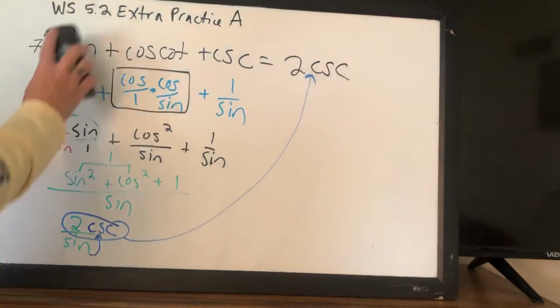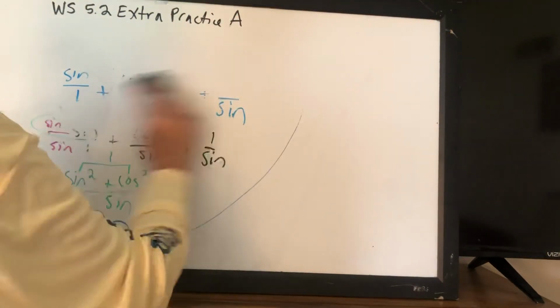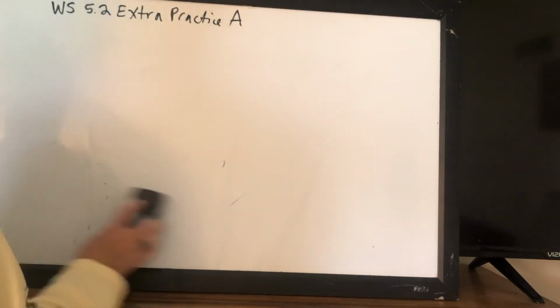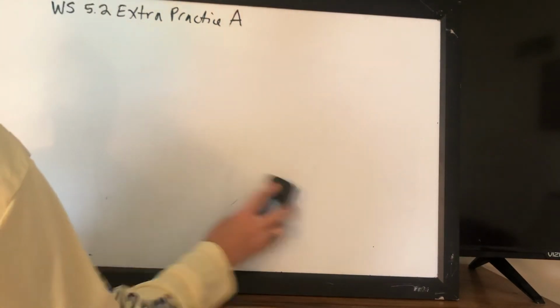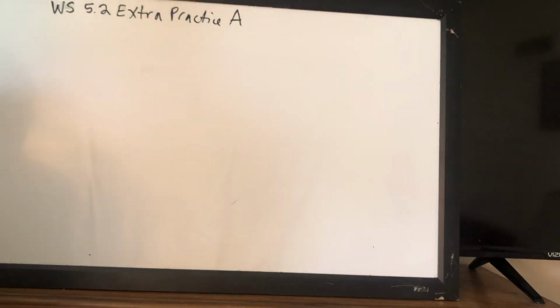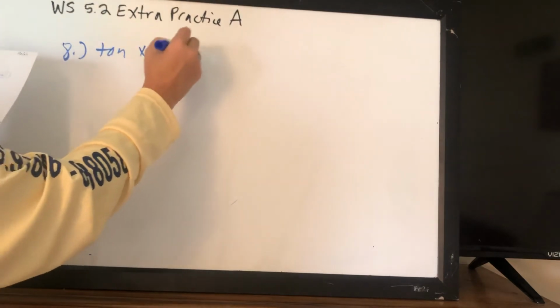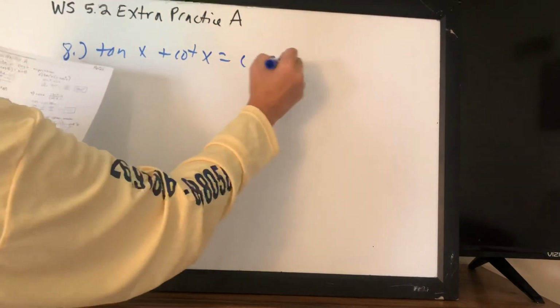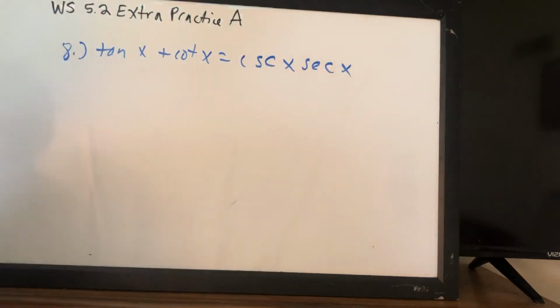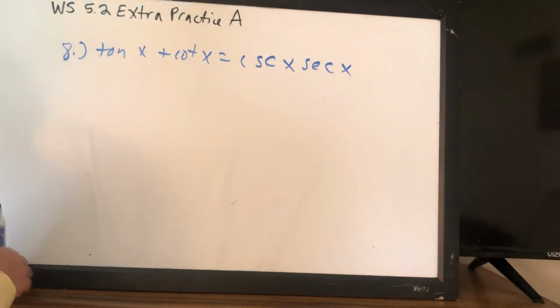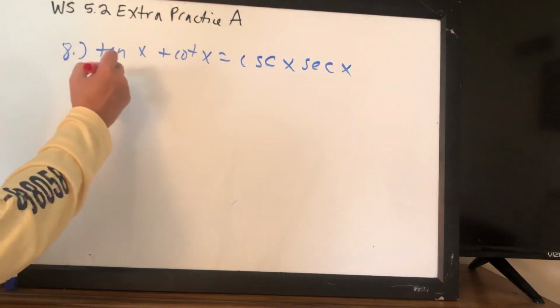Last one. All right. Number 8. Tan x plus cotangent x has to equal cosecant x secant x. Okay? So this one, you got to look, guys. The left side is a plus. The right side is multiply. So we got to do some finagling here. I'm going to get sines and cosines, and then we'll look at common denominators.